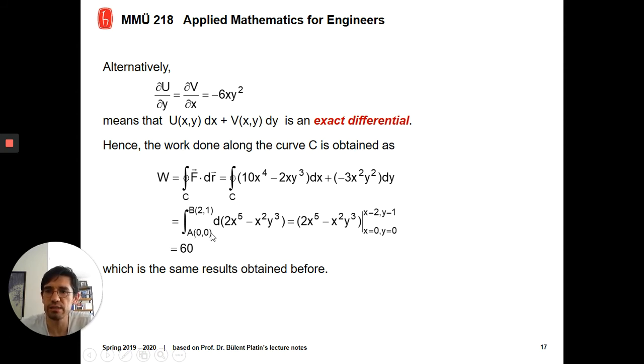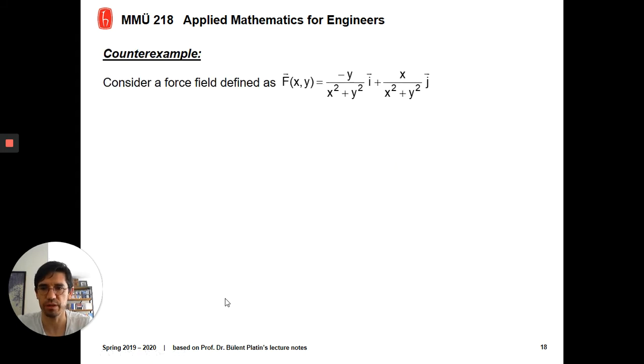So in that case, I'm just going to plug in the A, B values and see the outcome. It's going to be 60. So there's no path dependence here. I'm just comparing the levels of the scalar function with respect to each other, and it should be giving my work. Perfect. I think they're all connected information now.